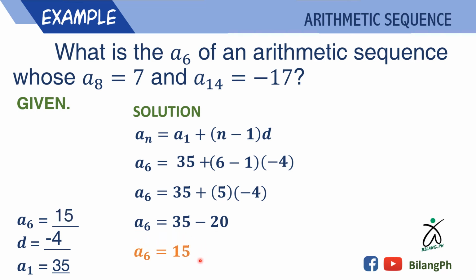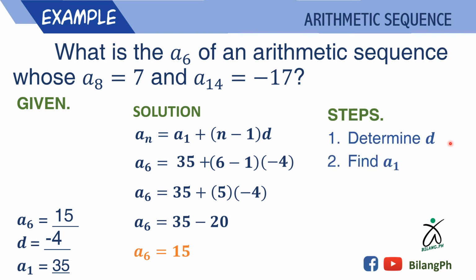The sixth term is equal to 15. Recall nga natin yung mga ginawa natin. Una, hinanap natin ang common difference. Pangalawa, kailangan natin ng a sub 1 kasi yun yung nasa formula. Then, kaya na natin i-identify yung a sub 6 o kung ano yung missing term.